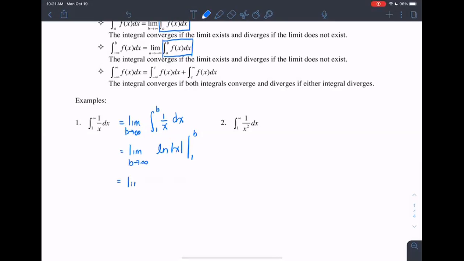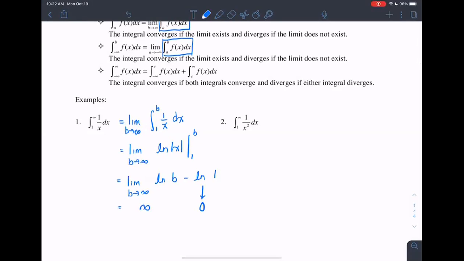So this is the limit as b goes to infinity, ln b minus ln 1. I can leave those absolute value bars off because b is heading off toward positive infinity, so I don't have any worry about b being negative in this case. The natural log of 1 is 0. What happens to natural log b as b approaches infinity? Does it approach a specific value, or does it also head off to infinity? It heads off to infinity. And infinity minus any finite number is still infinite, and we would say that the integral diverges.